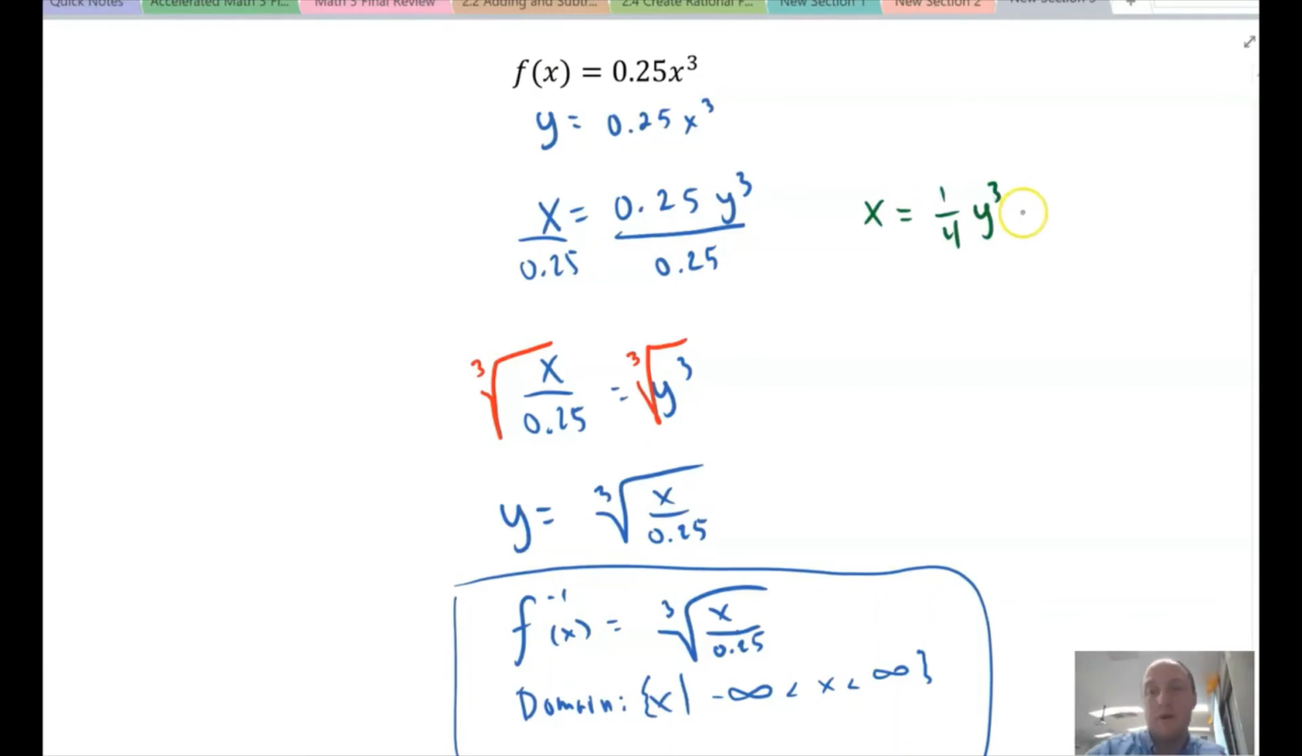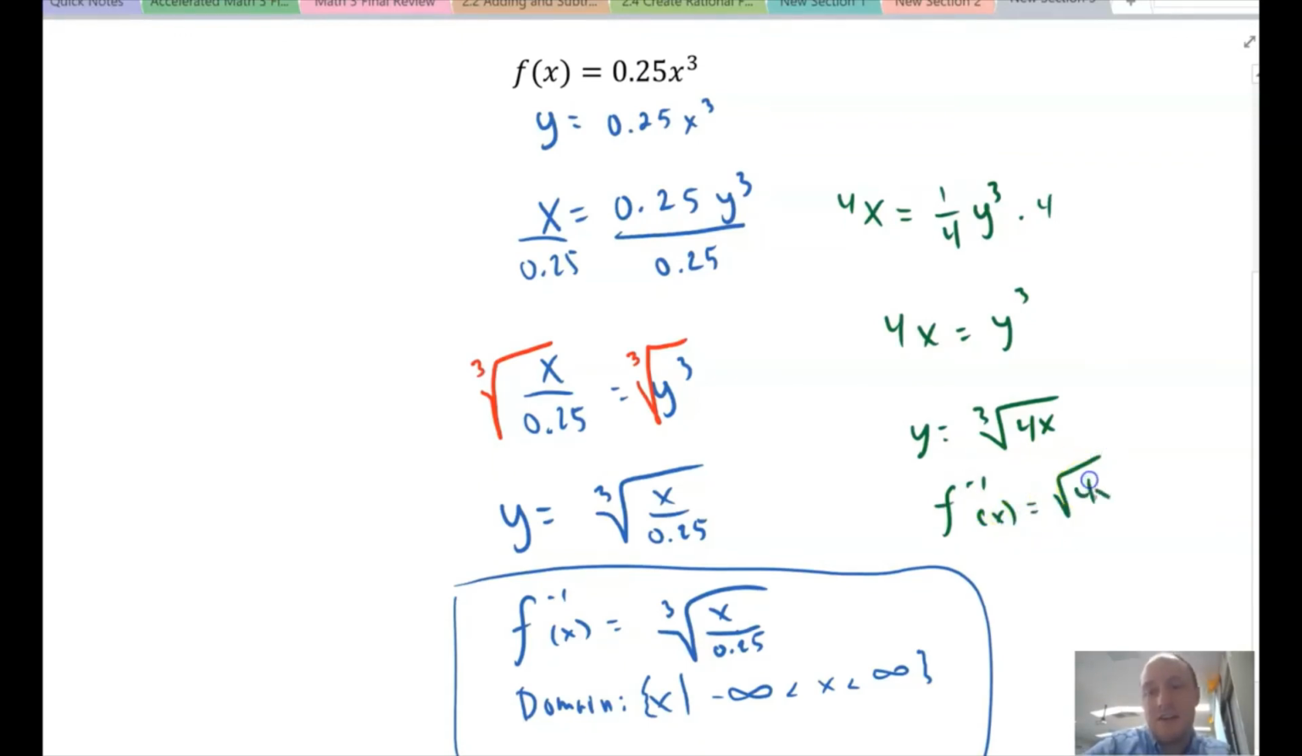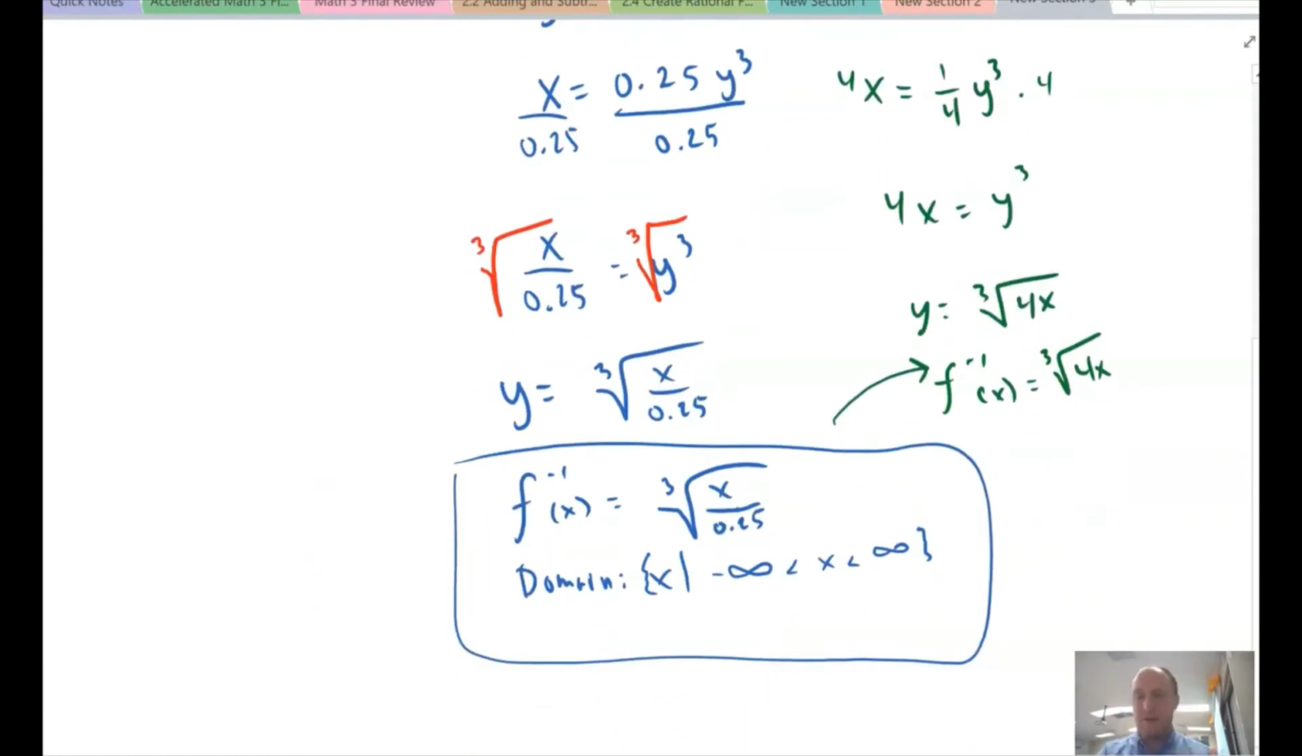Okay, so how do you undo dividing by 4 or multiplying by a fourth? Well, you multiply by 4. So I get 4x is equal to y cubed, which means y is going to be equal to the cubic root of 4x. So maybe you think this is prettier. I think it's prettier. I would prefer it like this. Are you gonna dock us on the test if we don't have that? No, I'll just look at you and say you should have this, but this would give you full credit. That's 100% correct.